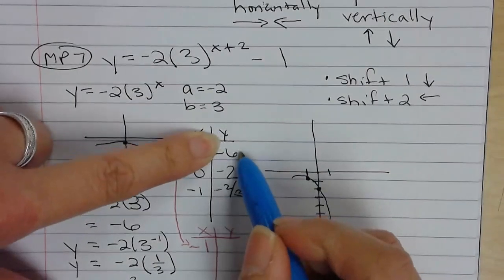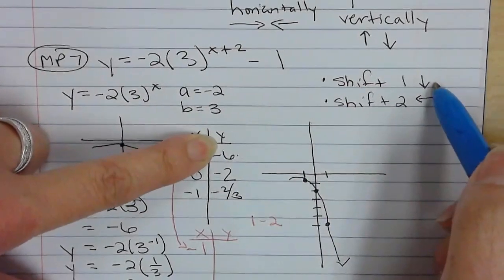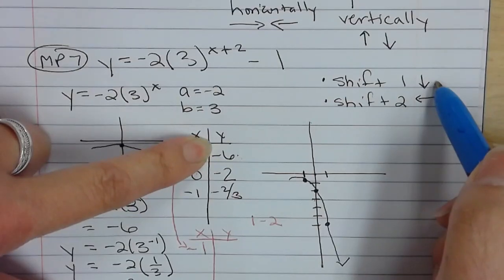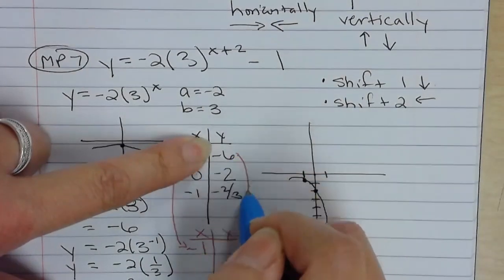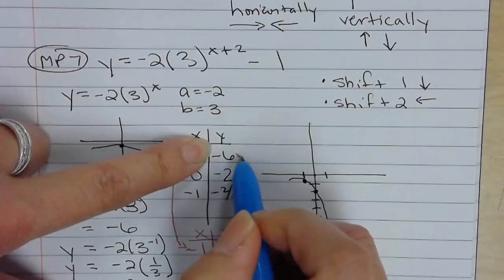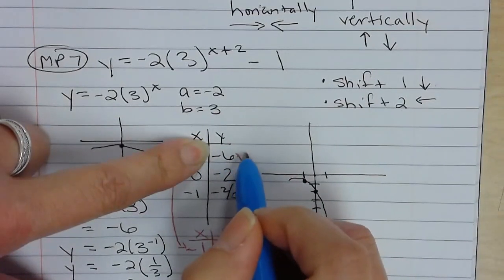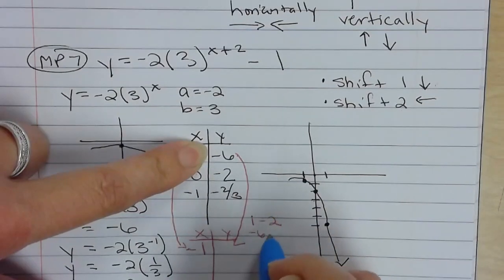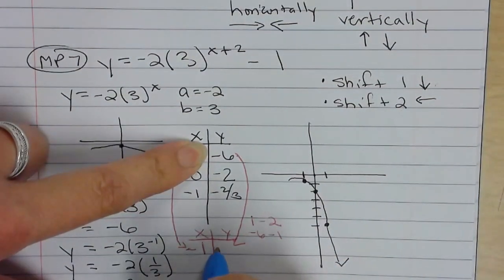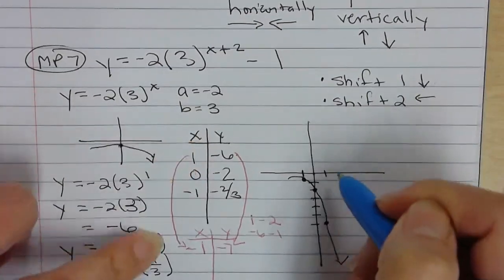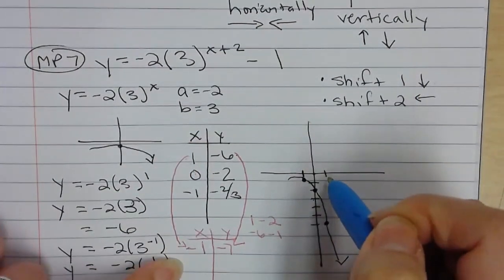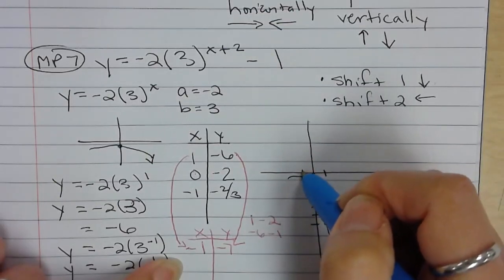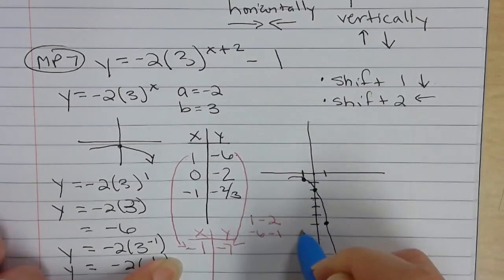Now let's do the y. The y, which is up and down, I'm going to shift it 1 down. So from here to here, when I shift 1 down, I'm really subtracting 1. So it's going to be -6 minus 1, and my new point is going to be -7. So let's do that new point here. So x is now, instead of x being 1, x is now -1, and then -7.